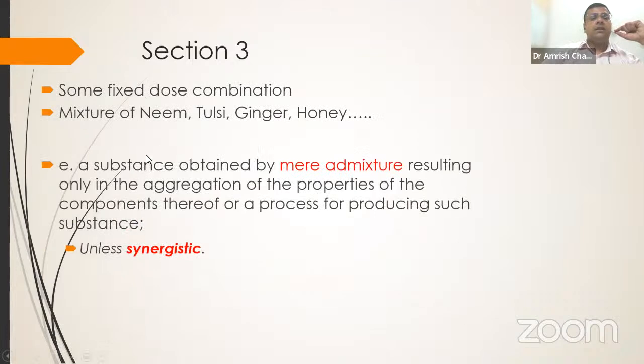Similarly, section 3E says that if you are just mixing two or three things together, you cannot have a patent on it. Like neem and tulsi, if you just mix them together and you say that it has got some activity, it will not be patentable.